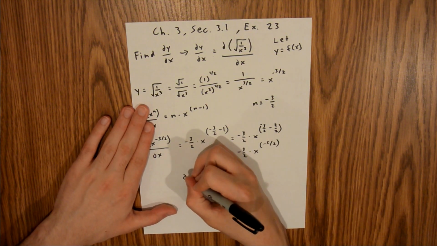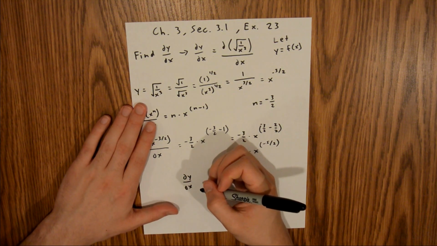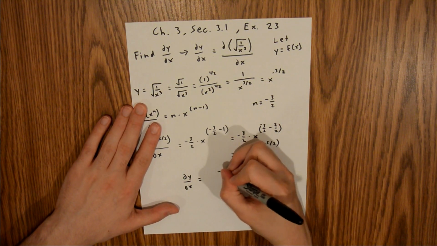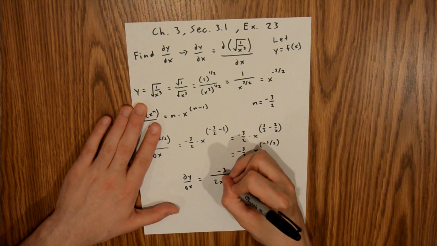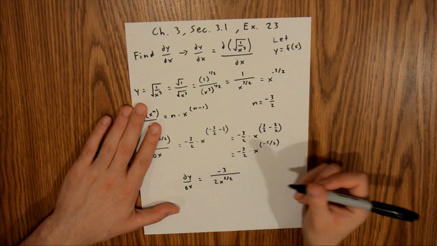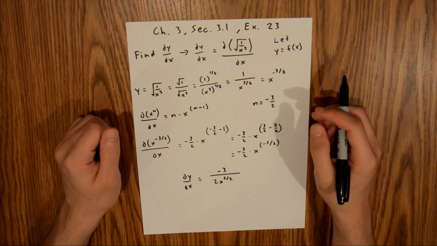And so your final answer for dy dx, or the derivative of the function that we were originally given, is equal to negative 3 divided by 2x to the 5/2 power. And that is the final answer to this problem. And so that's about it for this problem.